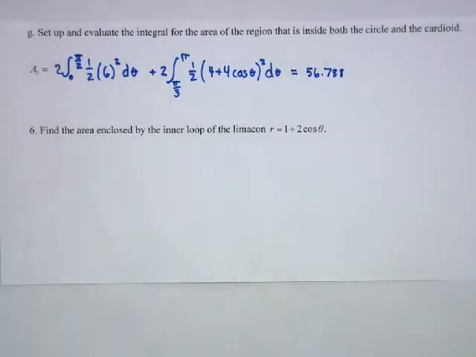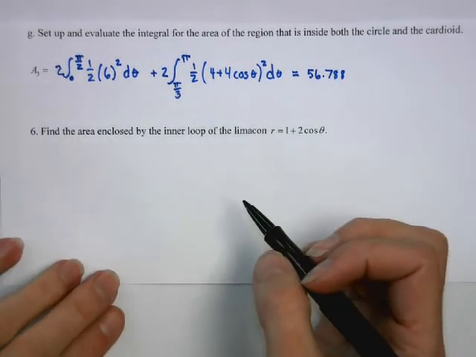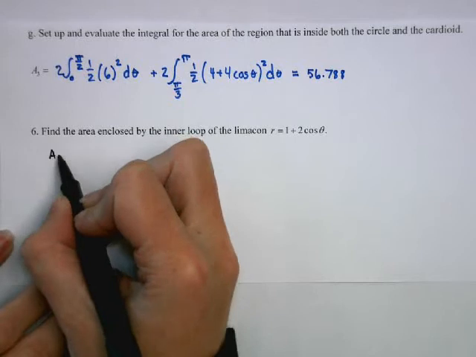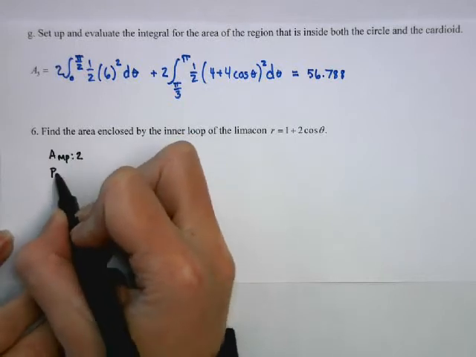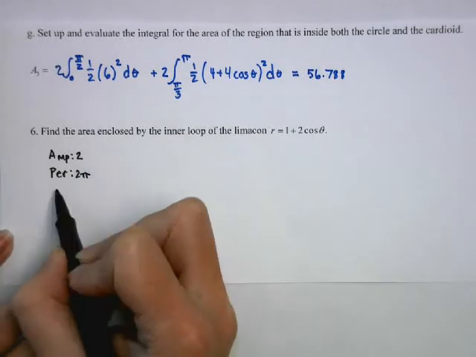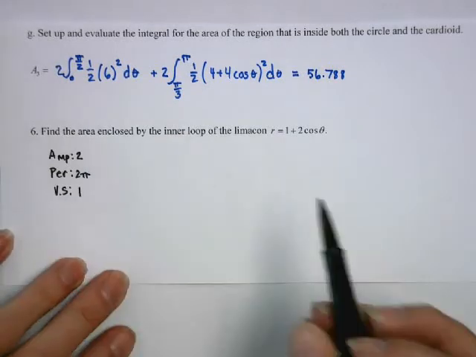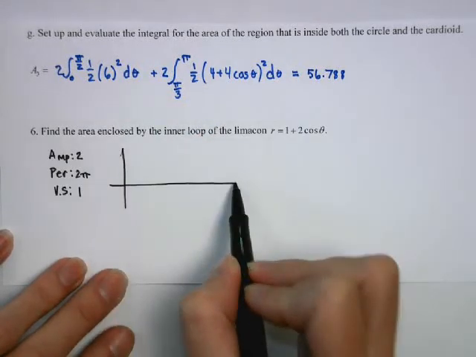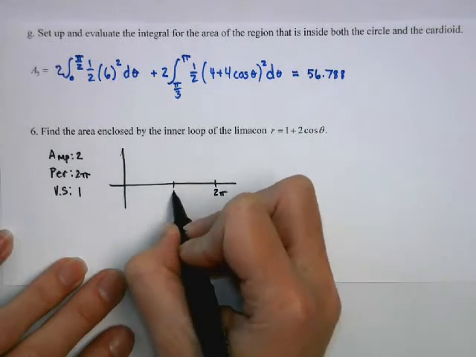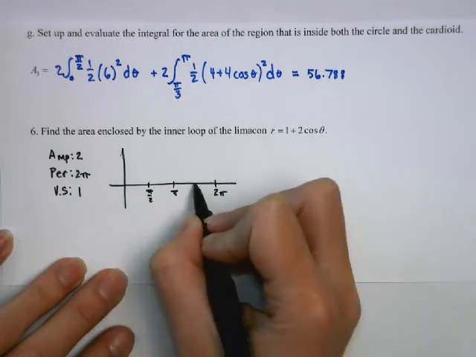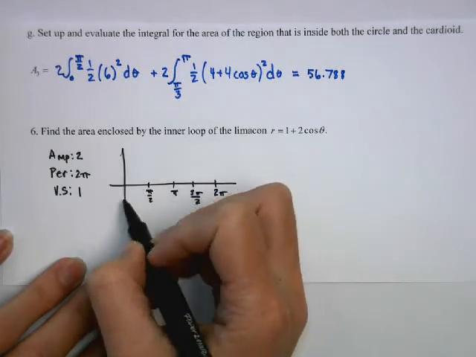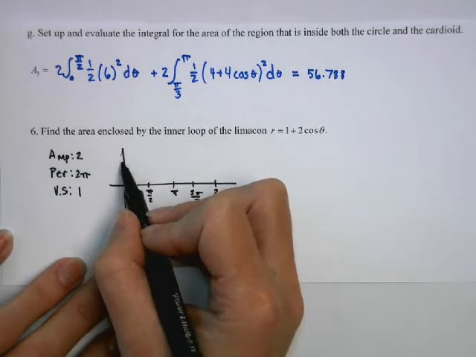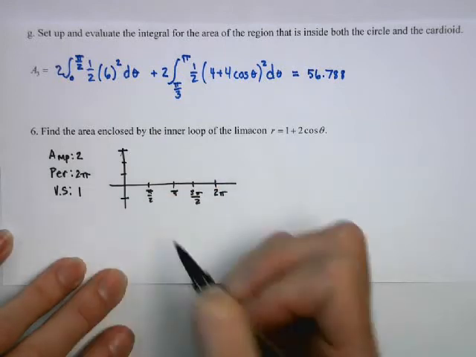In the next problem, we're going to find the area enclosed by the inner loop of a limaçon. So if I were to graph this, the amplitude is 2, the period is 2 pi, the vertical shift is 1. Okay, so we have a midline at 1, and then we're going 2 above that and 2 below that.